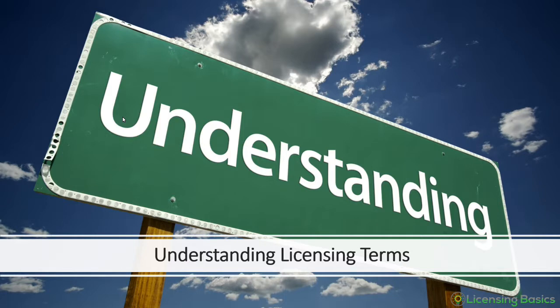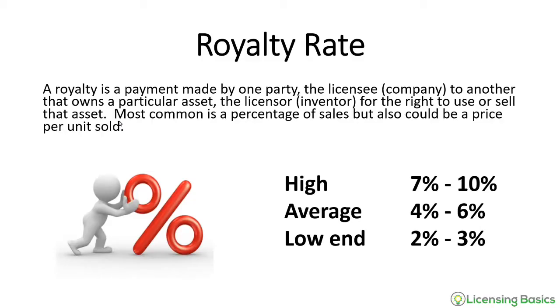So, understanding licensing terms. Next we're going to cover understanding the different terms in licensing. First off, everybody wants to know royalty rate. A royalty rate is a payment made by one party, usually the licensee, which is the company, to another that owns a particular asset, the licensor or the inventor in our case, for the rights to use or sell that asset. Most common is a percentage of sales, but it could also be a price per unit sold.